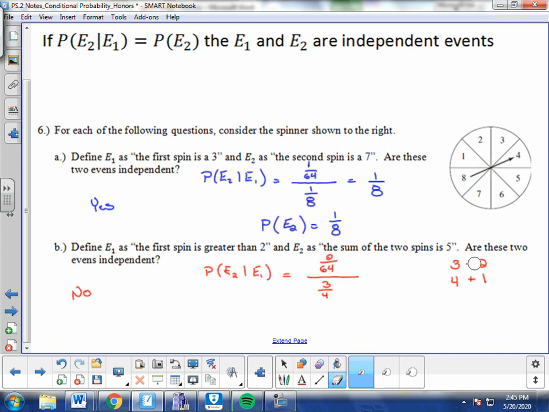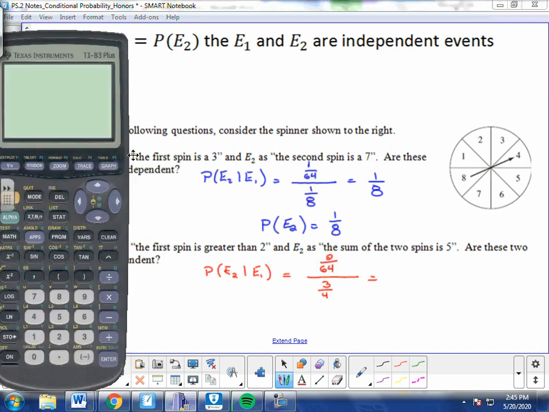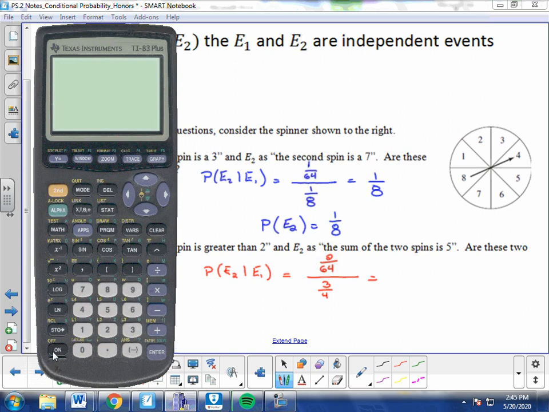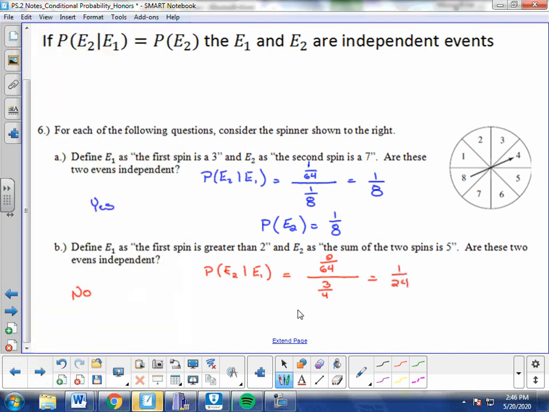So if I simplify here, let me clear up some space. The probability of event 2 given event 1 is 2 divided by 64, and if I multiply by the reciprocal, times 4 divided by 3, that is a decimal approximation of 0.0417. I'm going to put that into a fraction. If you put it into a decimal, that's okay. It'd be a 1 over 24 chance. So the probability of event 2 given event 1 is 1 out of 24.